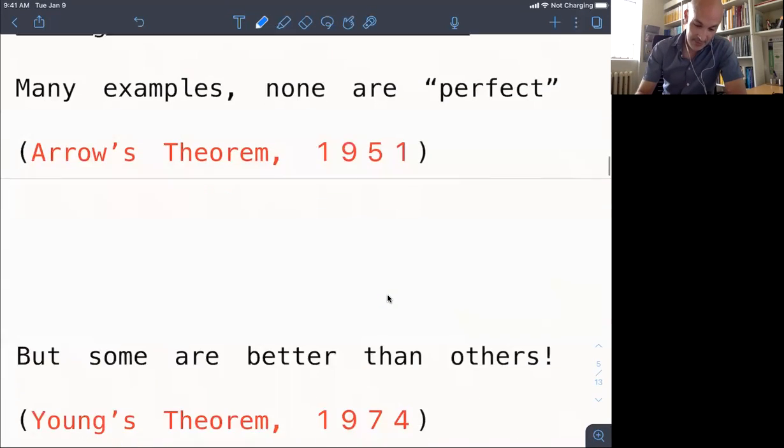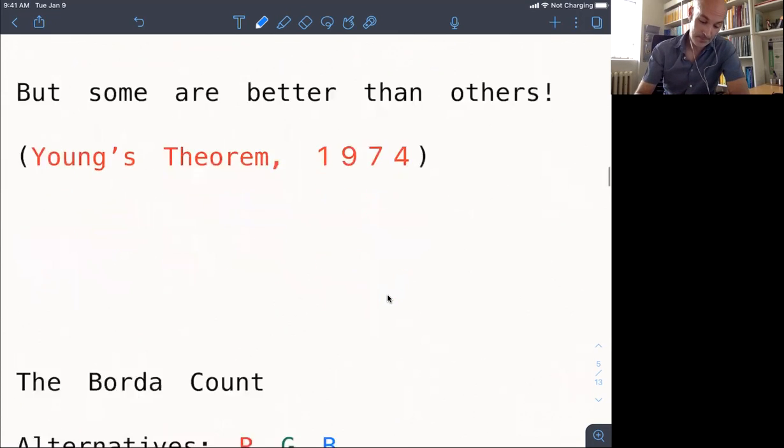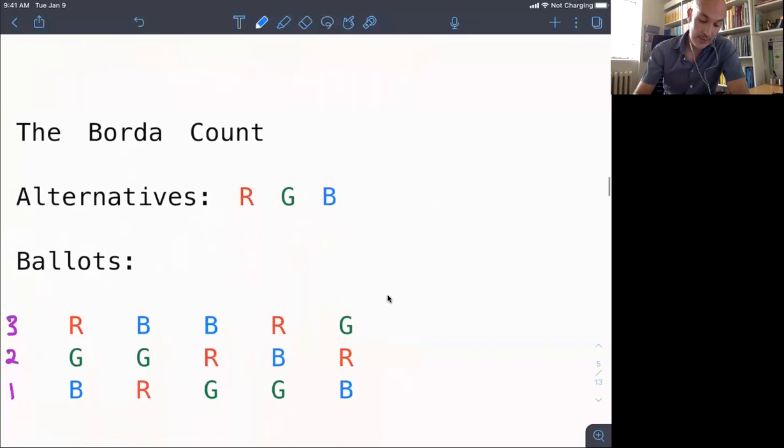Now, 20-something years later, Young comes along, and Young is an economist, and writes another seminal paper that says this: okay, maybe they're not perfect, but some really are better than others. So let me give you an example. And that's the Borda Count. I'm not going to assume that anybody is familiar with what the Borda Count is, so I'm going to work through this example with you.